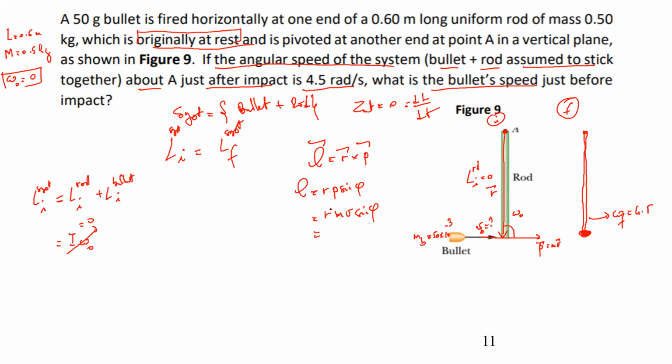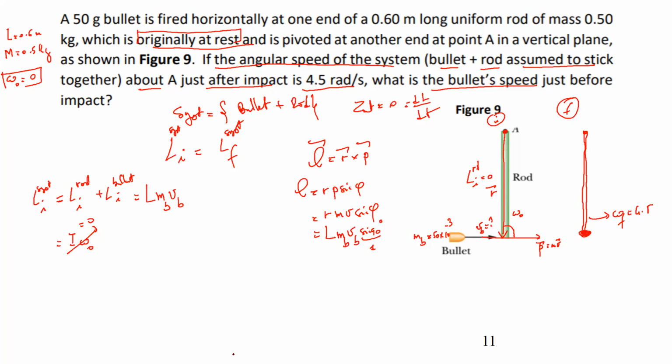So here, what is equal to the magnitude of R? The magnitude of R will be L, the length of my rod. The mass of the bullet is mb. The V of the bullet will be VB. And the sine phi will be sine 90 degrees, which is 1. So my initial angular momentum is just L times the mass of the bullet times the speed of the bullet.